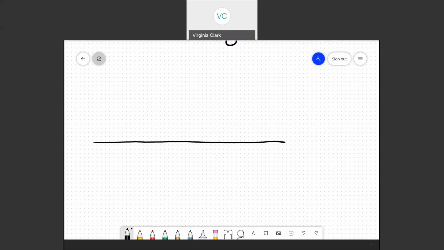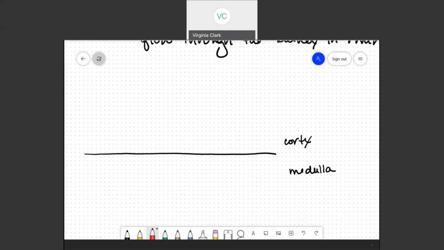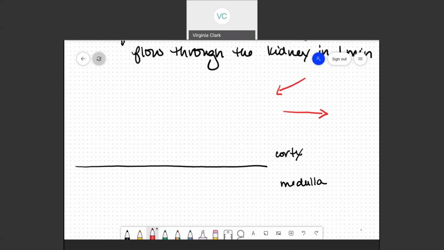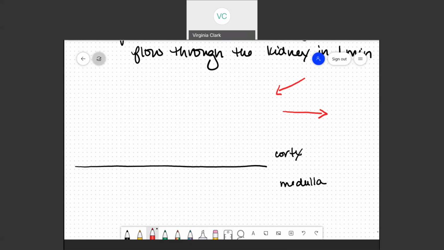We're going to have our cortex, which is the external layer, and the medulla, which is more of that internal layer. So the way we're going to start this process is the way we started the kidney. Blood is going to come in, and then we're going to have blood flow out. So what happens here is blood will flow in through a structure called the afferent arteriole. So blood will flow into the body through this tube.